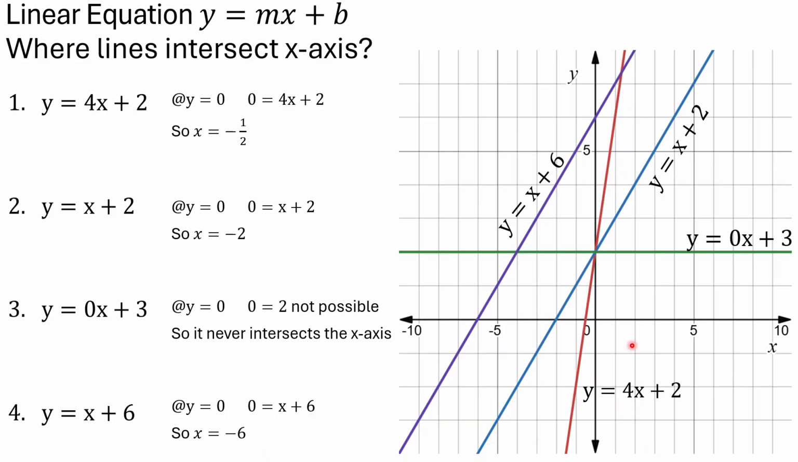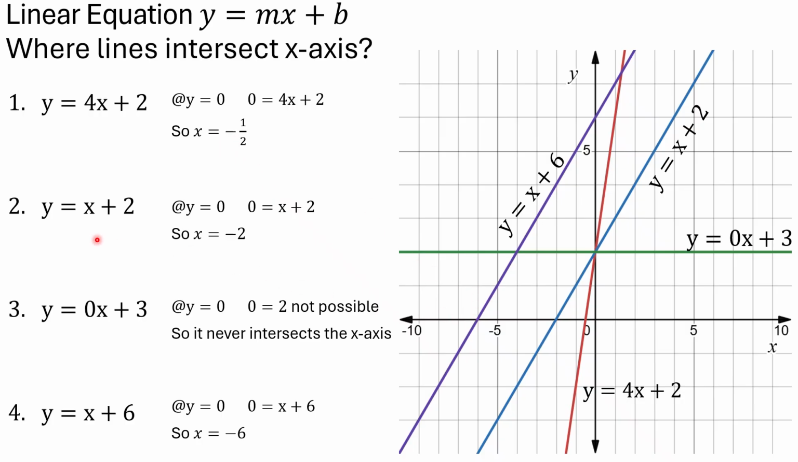Here's our graph. Here's our four lines. Let's take a look. Equation 1, we have y equals 4x plus 2. That's this red line right here. So each of these grid points, these tick marks represent a unit, right? So this is -1, -2, -3, -4, -5. So looking at this graph, it intersects the x-axis somewhere between the first tick mark to the left of the y-axis, so that'd be -1. So somewhere between -1 and 0, and we solved it should be -1/2, which is great.